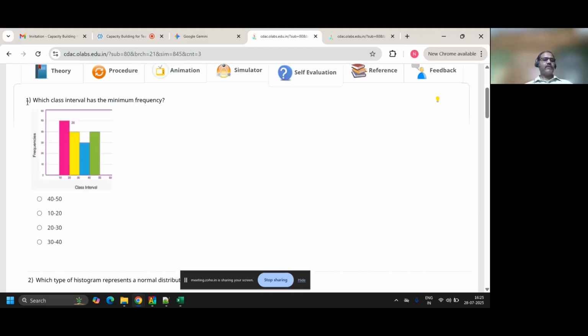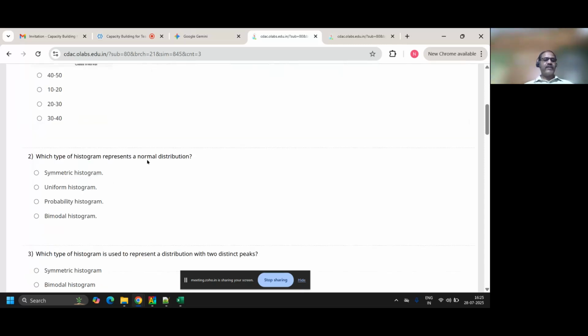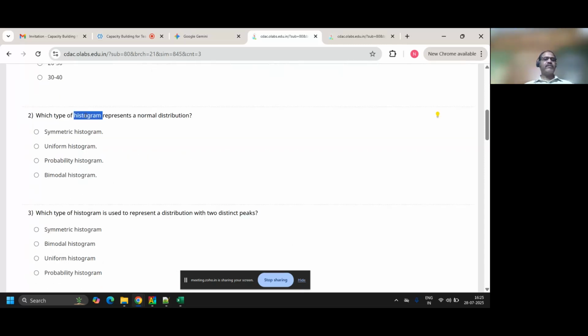It talks about which class interval has the minimum frequency, right? That means between 40 and 50, is it more? Between 10 and 20 is more. When I say frequency, more number of items. By seeing the picture, the kids should answer. Second question, which type of histograms represents a normal distribution?